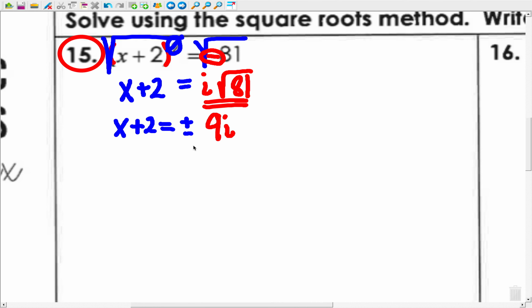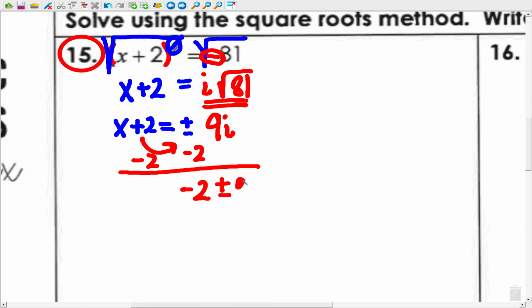If I want to get the x by itself, this has to come over on that side. The only way to bring it over is to subtract it. So what I'm going to do, since this is a real number, is I'm going to put the real number first, negative 2, okay? Bring down your plus or minus sign, and then write your 9i. This is all you do. You're done.